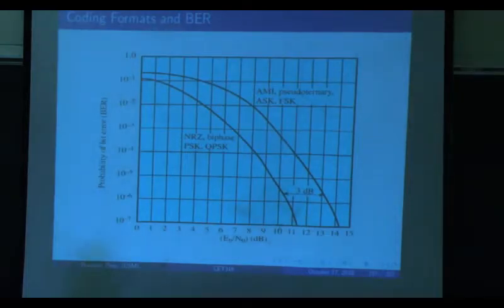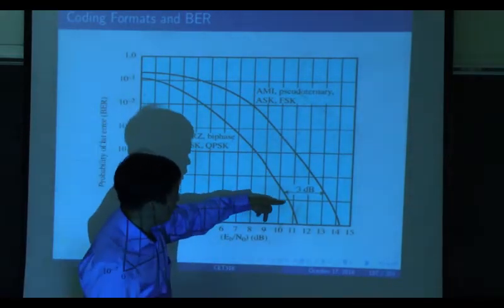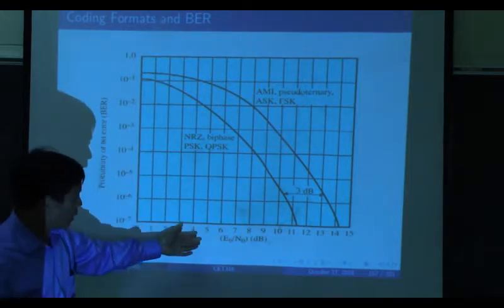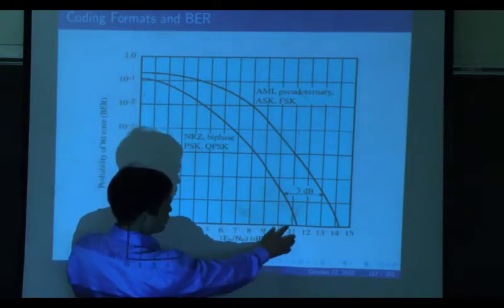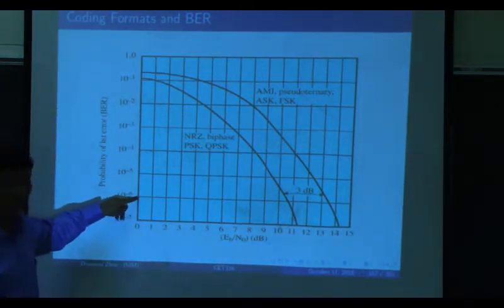Another one is the relationship between the coding and the bit error rate. You can see for the same probability of error, BER, here, different coding techniques have different requirements for the signal to noise ratio. We can see for this one, for example, 10 to the negative 6. That means we have one bit wrong in every 1 million transmitted. So the bit error rate equals 10 to the negative 6.